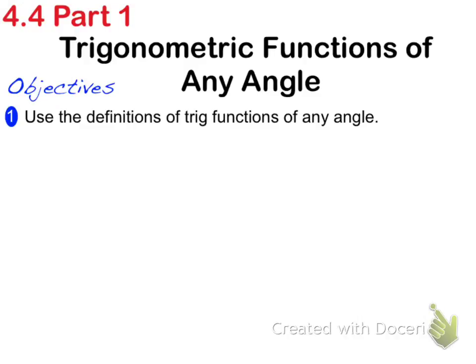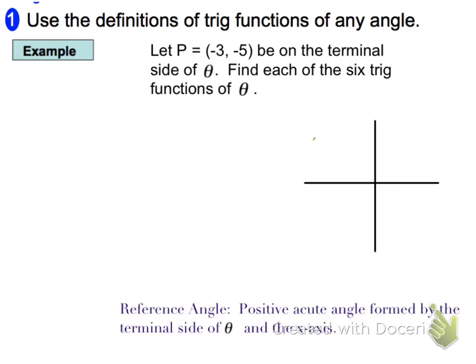This video is for section 4.4 part 1, and we're talking about the trigonometric functions of any angle. So we're going to start by using the definitions of our trig functions to determine the values at any angle. Now, the difference today versus our previous videos is that we're no longer on a unit circle. We're going to sometimes be off the unit circle, and we're going to see how that changes our answer. So let's look at this first example.